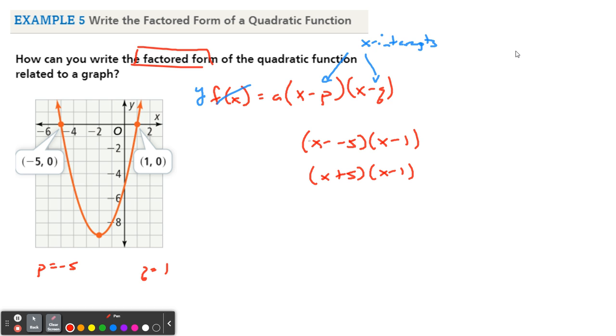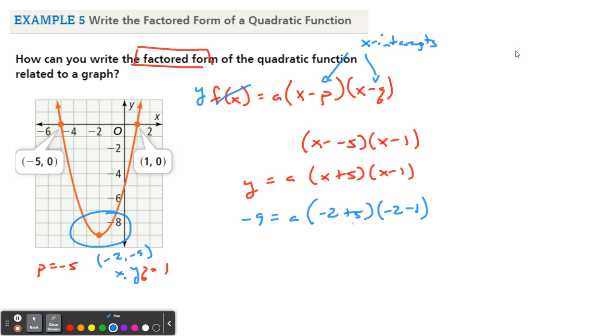Next, I'm going to write down here. I'm going to put y, right? Y equals, not f of x equals. So y equals. Now, the last point you know is the vertex. This vertex is at -2, -9. You can use this as an xy pair because it's on the parabola. So let's plug in -9 for y. We still don't know a, and let's plug in -2 for x both times. So it's the same thing both times, -2, -2.